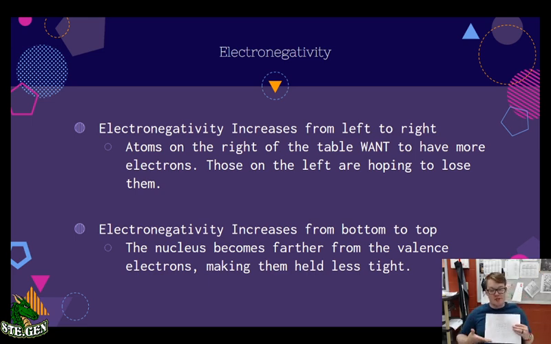Electronegativity also increases from bottom to top because the nucleus becomes further away, just like we talked about before. That means they're being held less tight. The bigger something is, the harder it is for the electrons it's going to attract to feel that nucleus, to feel that pull from that positive charge. If something is 4 energy levels out versus 1 energy level away, it's not going to have nearly as much of an impact from that positive charge coming from the nucleus.